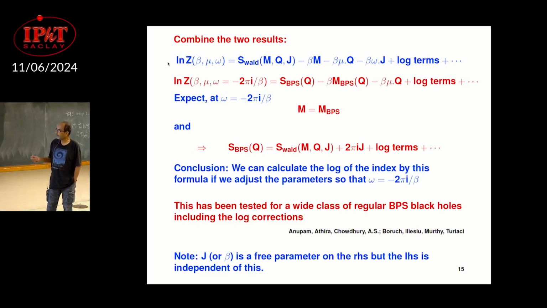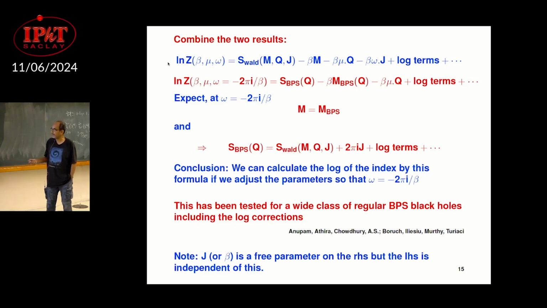Now, one particular feature of this formula is that on the right hand side there is one extra parameter compared to the left hand side, because on the right hand side beta is a free parameter, or equivalently j. We have said beta omega equals minus 2 pi i, so omega is fixed, but beta is still a free parameter. So on the right hand side you have one extra free parameter, but the left hand side is not supposed to depend on beta, because it's just picking out the black hole index. So this is a non-trivial consistency check, that this combination should really be independent of beta.